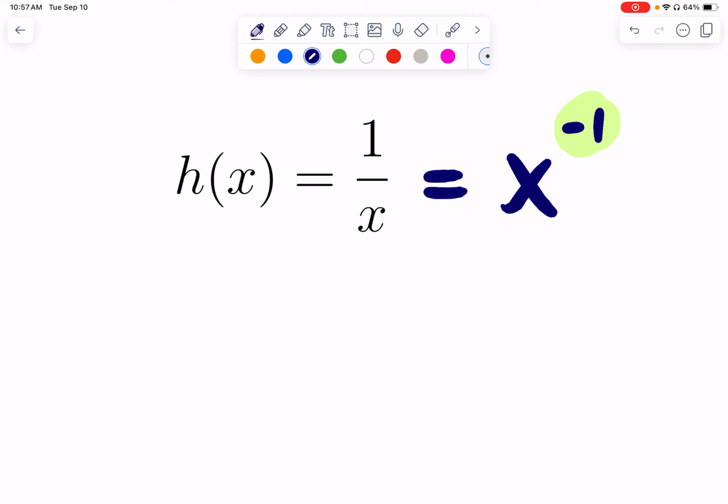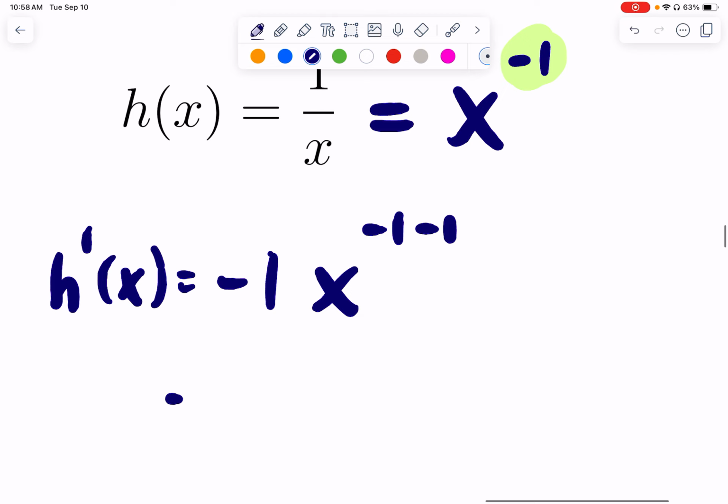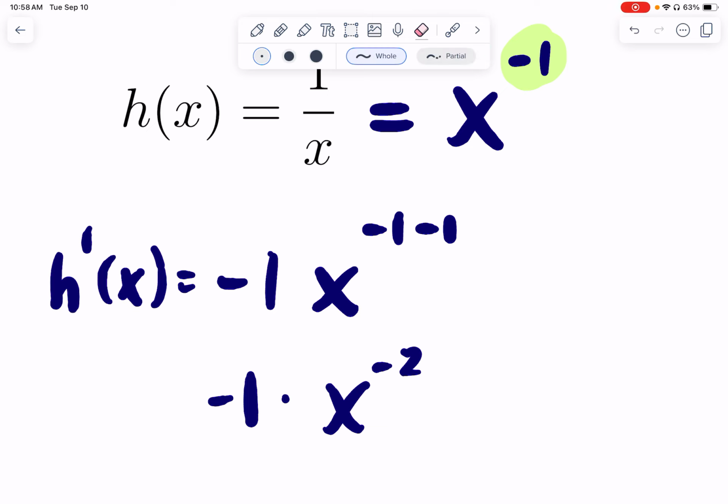So I hope you remember these rules that things in the denominator are negative. So this is really x to the negative 1 power. So our derivative here would be negative 1 times x to the, and here's where we want to be really careful. The new power is what we get by literally subtracting 1. So we had negative 1 and we are going to subtract 1. So this is negative 1 times x to the negative 2.